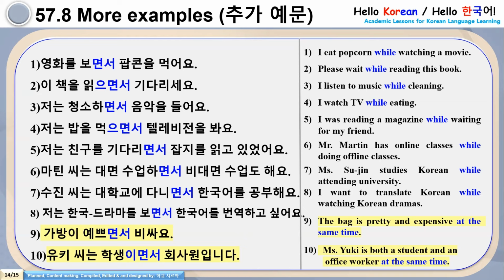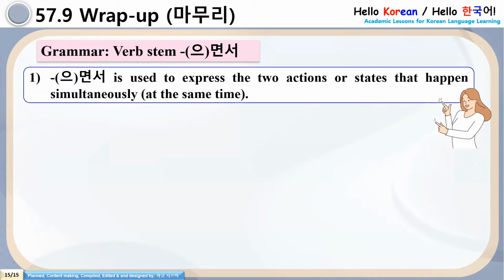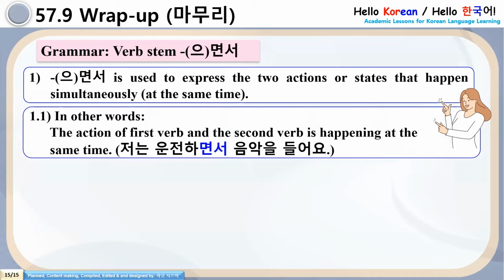If you see here, number 9 sentence is with adjectives 예쁘다 and number 10 is with the noun 학생 with 이다 form 학생이다. Clear 여러분? Now it's time to do the wrap up of this lesson. See, first point, myeon-seo is used to express the two actions or states that happen simultaneously.